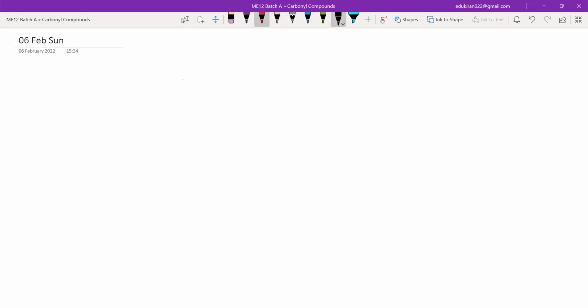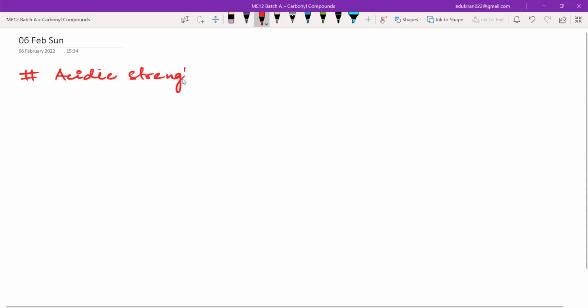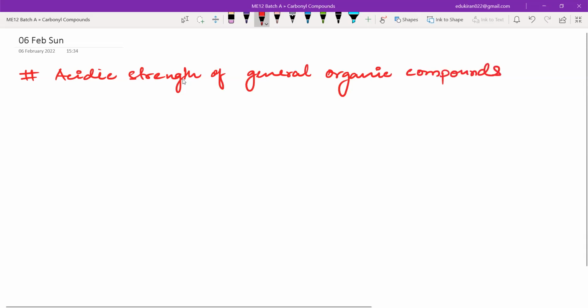Okay, so I will summarize two things. Acidic strength of general organic compounds. So these are classes of compounds, not specific compounds.